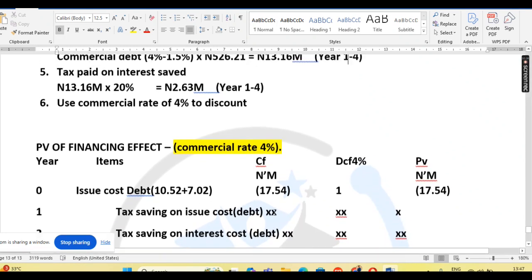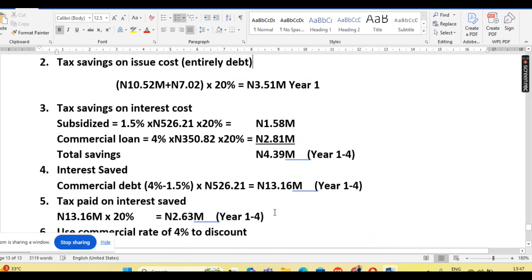Okay. The next one is tax savings on issue cost. All right. Tax savings on what? On issue cost. Don't forget. I've mentioned it several times. If the question is silent about the tax savings on issue cost, right? I said you use the commercial debt.